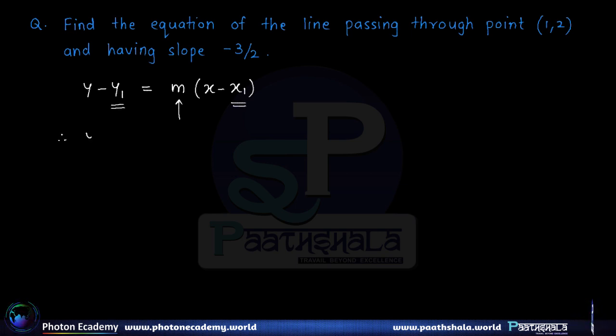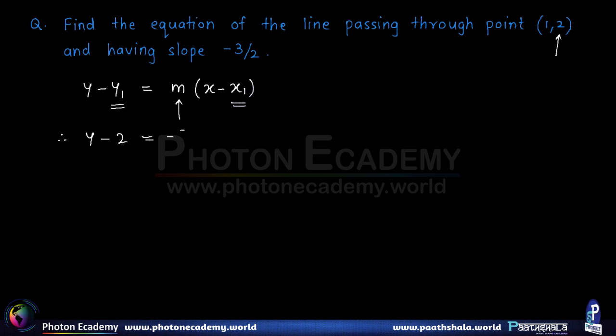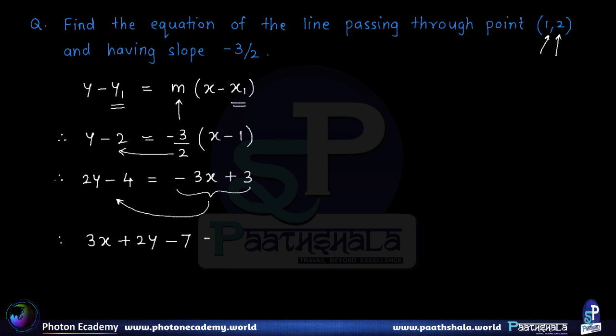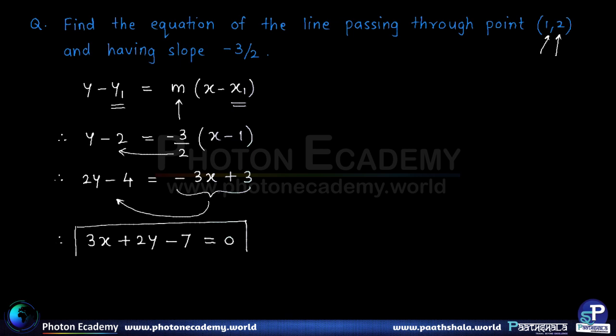So therefore we have y minus y1, the y coordinate of the given point, is equal to slope is -3 by 2 into x minus the x coordinate of the given point. That's it. We have to now just simplify this. So bringing the 2 on left side and multiplying, we get 2y minus 4 is equal to, on right side -3 will multiply and we'll get -3x plus 3, and bringing all these terms on left side, we will have 3x plus 2y minus 7 is equal to 0. That is the equation of the required line.